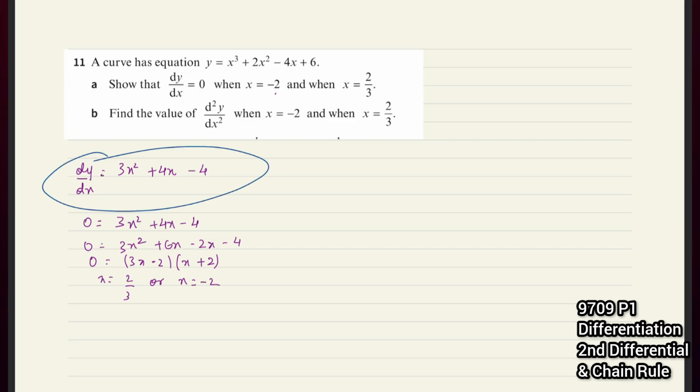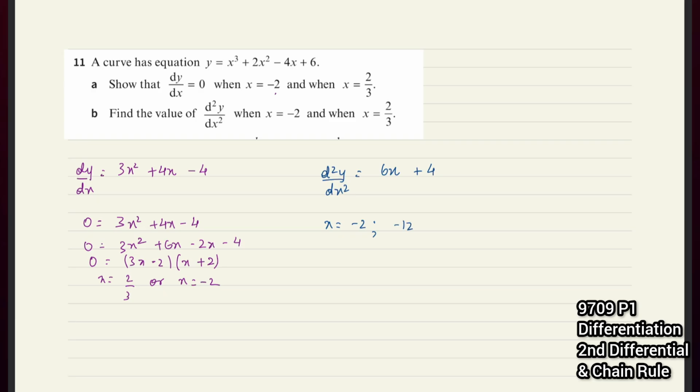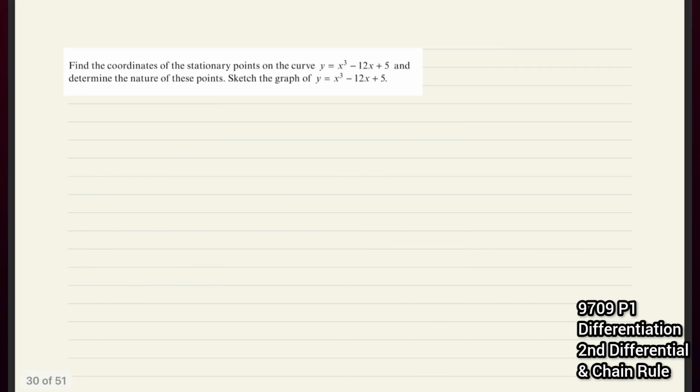So first we differentiate this expression: d²y/dx² = 6x + 4. Find the value when x is equal to -2. When x is equal to -2, -12 + 4 is equal to -8. When x is equal to 2/3, then 6 multiplied by 2/3 plus 4, this is 4 + 4, which is 8. That's the answer. Next question.